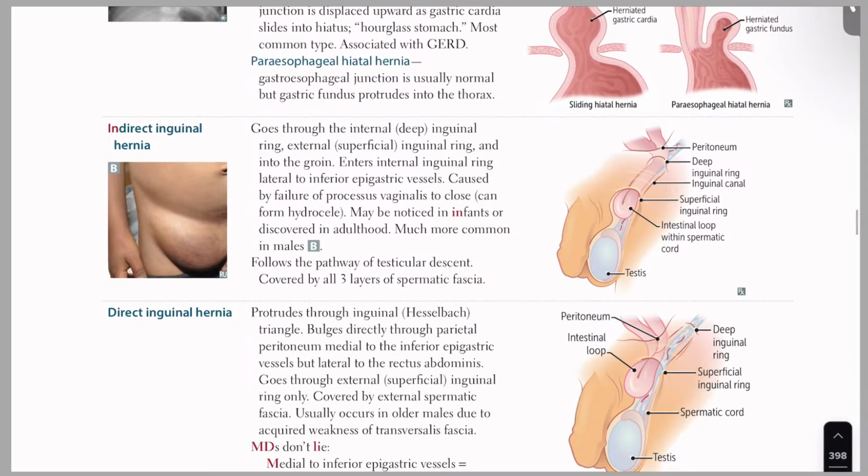Indirect inguinal hernia goes through the internal deep inguinal ring, external superficial inguinal ring, and into the groin. It enters the internal inguinal ring lateral to the inferior epigastric vessels, caused by failure of the processus vaginalis to close, can form hydrocele, may be noticed in infants or discovered in childhood or adulthood, much more common in males.